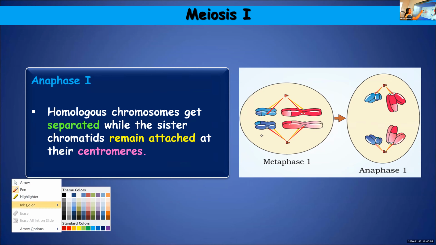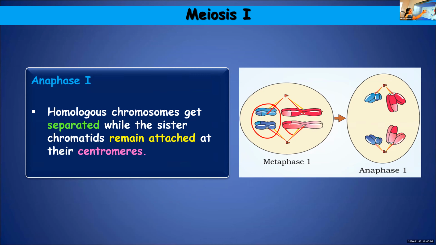So these are the homologous chromosomes. They will get separated and you can find them moving towards the opposite poles, whereas the sister chromatids will remain attached at the centromere. Here the centromere will not get split.